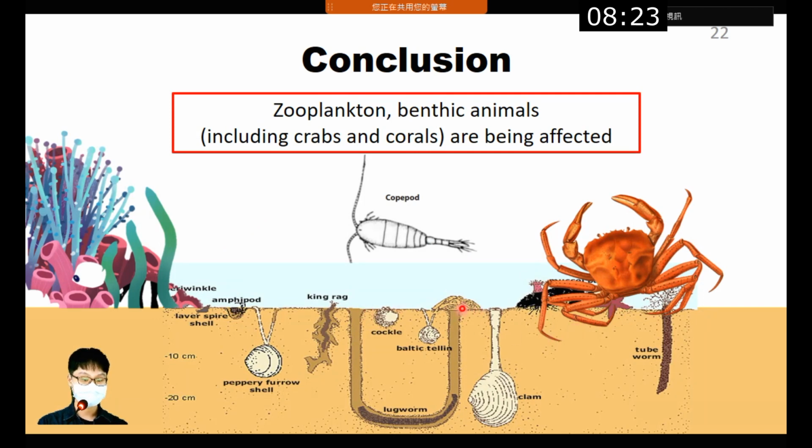Okay, here is the conclusion. This topic is about the impact of oil droplets on the marine food webs. We now know the zooplankton, most of which are copepods, will be affected, and also the benthic animals will be affected, including the crabs and coral. Okay, that's all. Thank you, everybody.